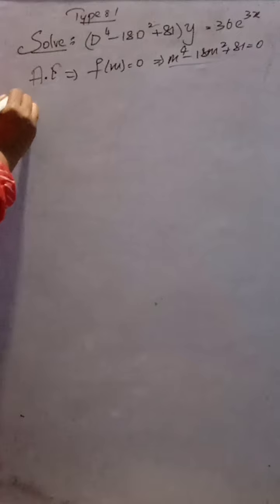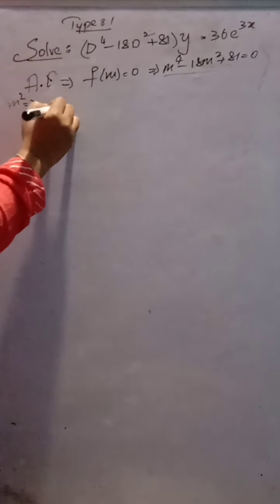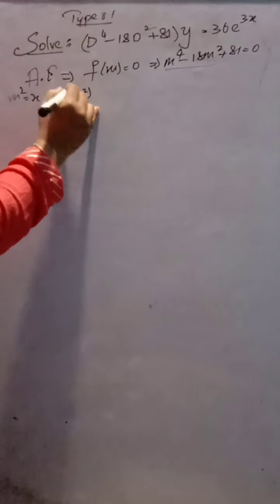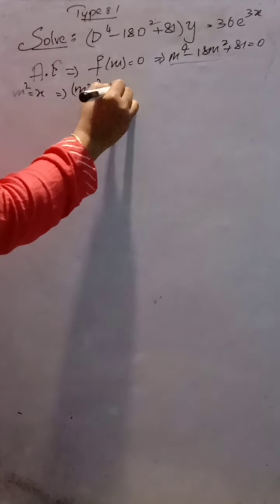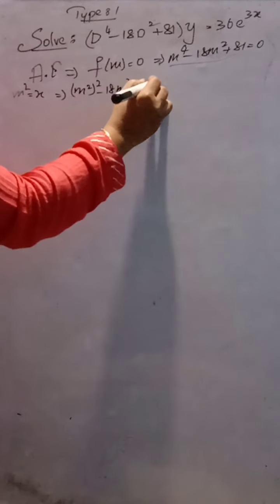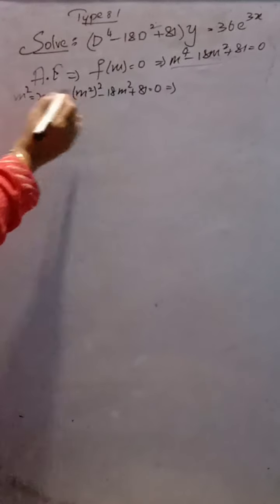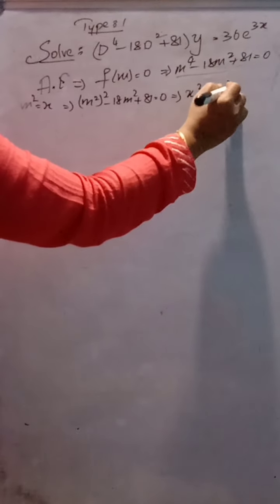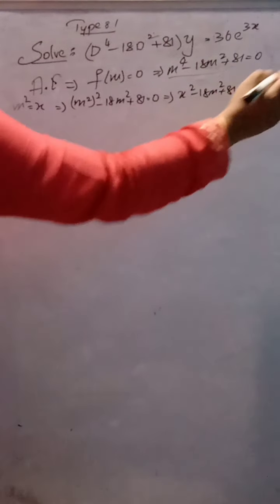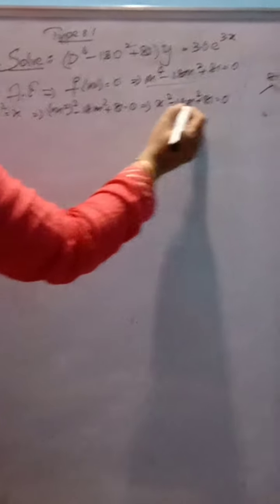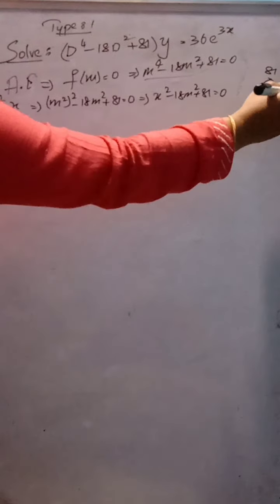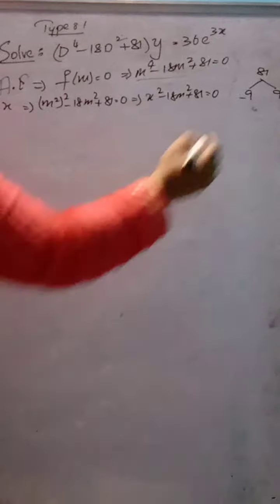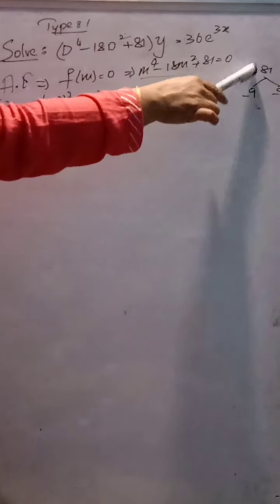How? Let us assume m square is equal to some x. So this equation gets reduced to m square the whole square minus 18m square plus 81 equal to 0. Now substituting x wherever m square is there, we get x square minus 18x plus 81 equal to 0. Finding the factors of 81 that give minus 18: 9 into 9 is 81, but we need minus 18, therefore minus 9 into minus 9 gives positive 81.